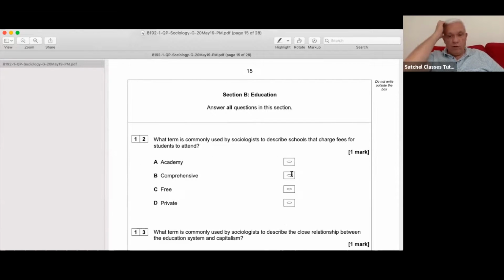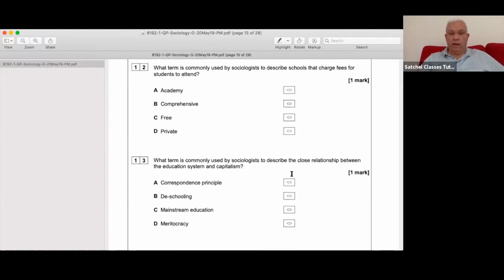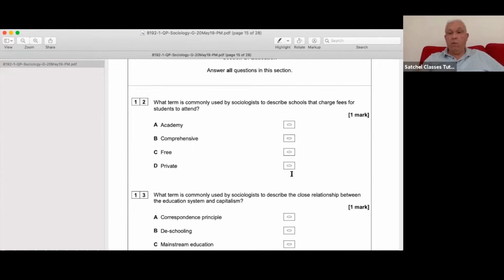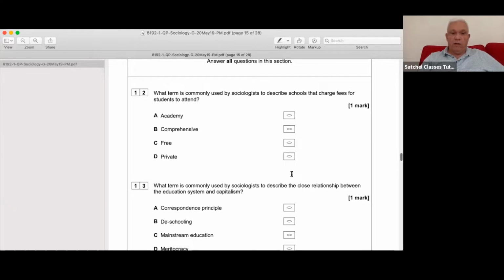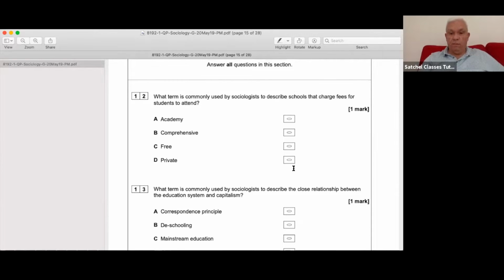So the questions on the education paper always start like this, and normally the first two questions are always just a keyword kind of test, really. So you just fill this in like you do with just filling in the box on there. Sociologists use to describe schools that charge fees. As you can see, some people might think, oh, it's private or academy. Was there not to do with local authority?